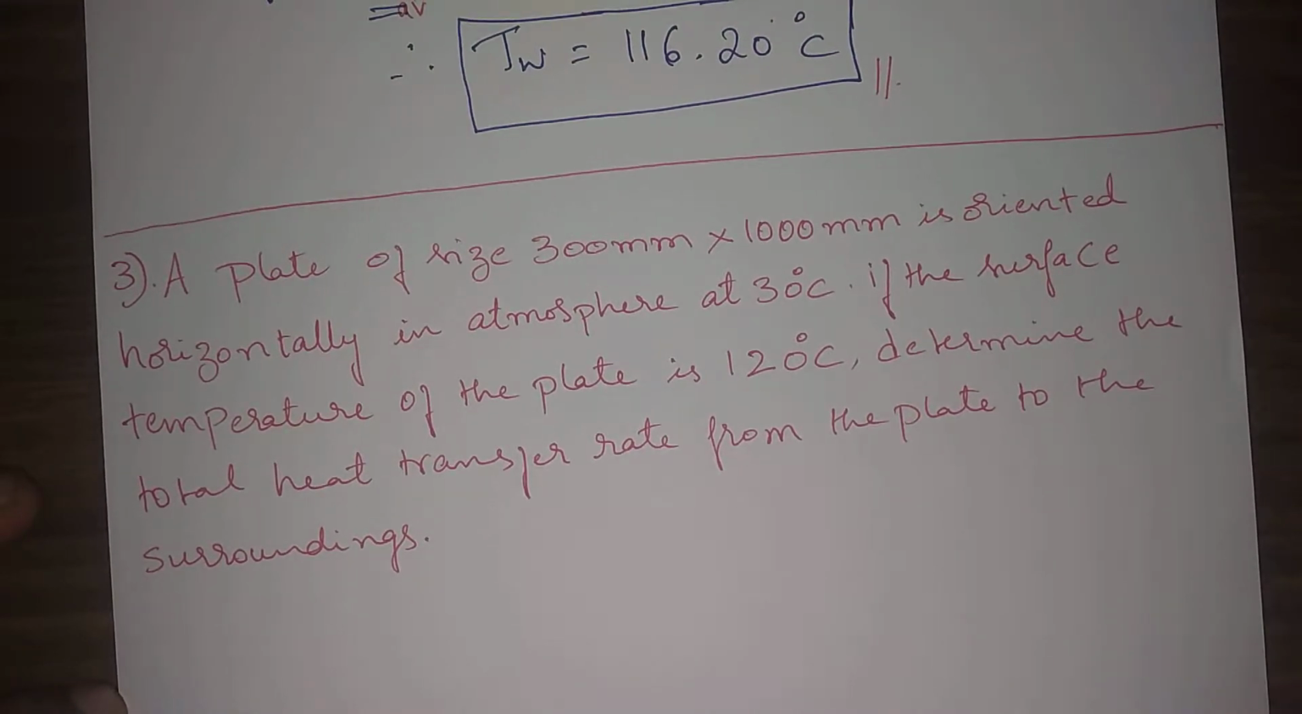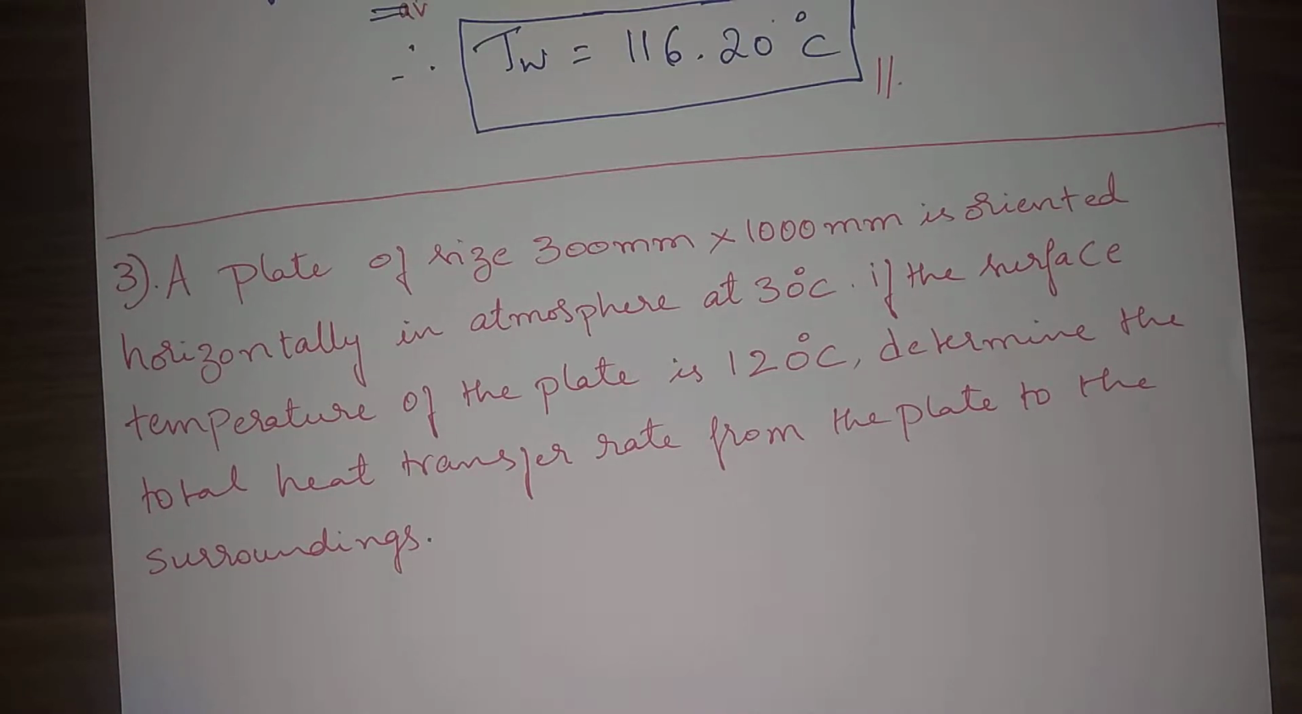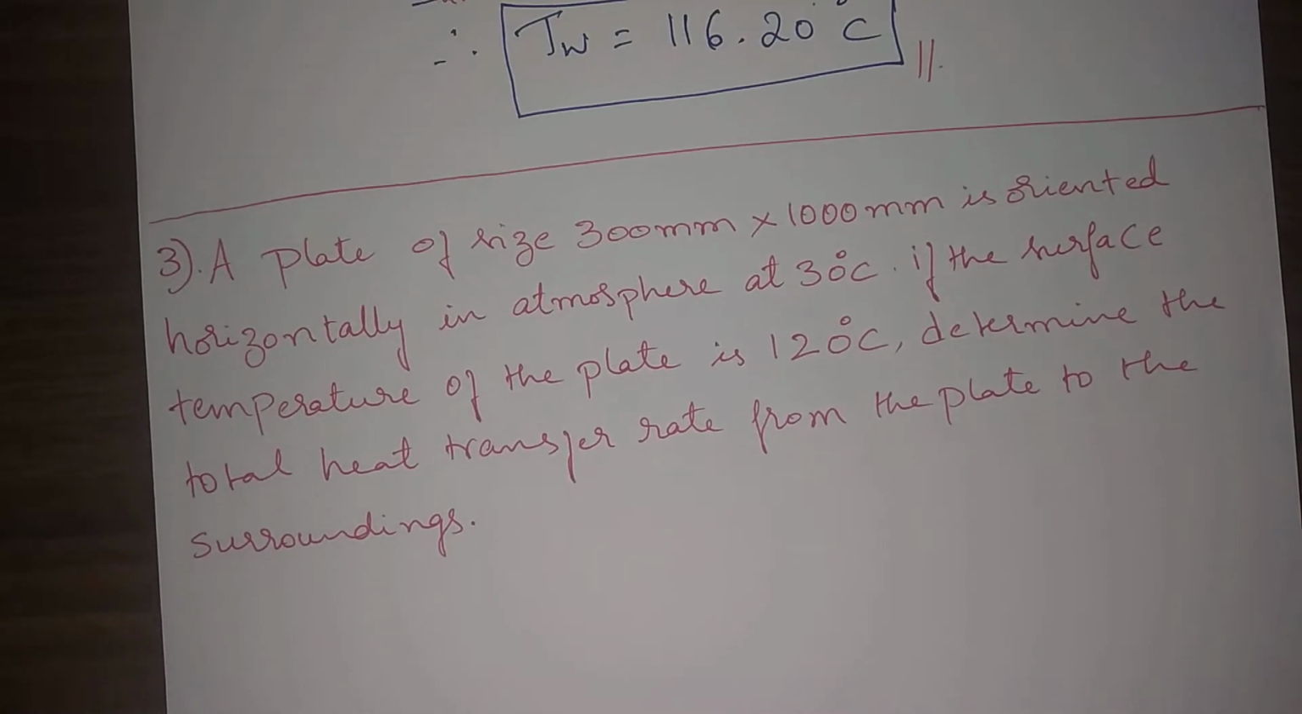So we're solving problems related to free convection. In the last two problems, we have seen the problems related to a vertical flat plate for the constant temperature boundary condition and the constant heat flux boundary condition. So how to solve it now? In today's class, we shall see a different problem which is related to a horizontal flat plate.